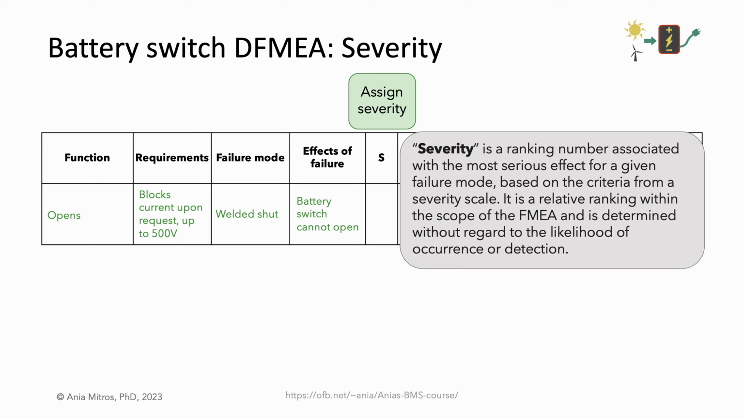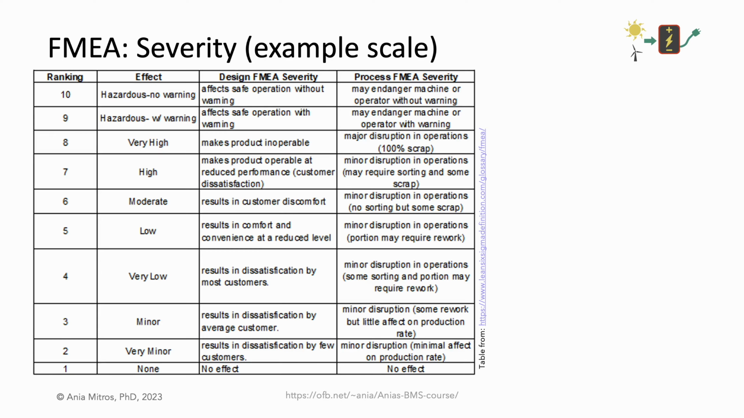It is a relative ranking within the scope of the FMEA, and is determined without regard to the likelihood of occurrence or detection. Here is an example of a severity scale. 10 is the highest ranking. For a vehicle, a severity 10 event might endanger the lives of the occupants. The lowest rating, a 1, has no effect on the product.